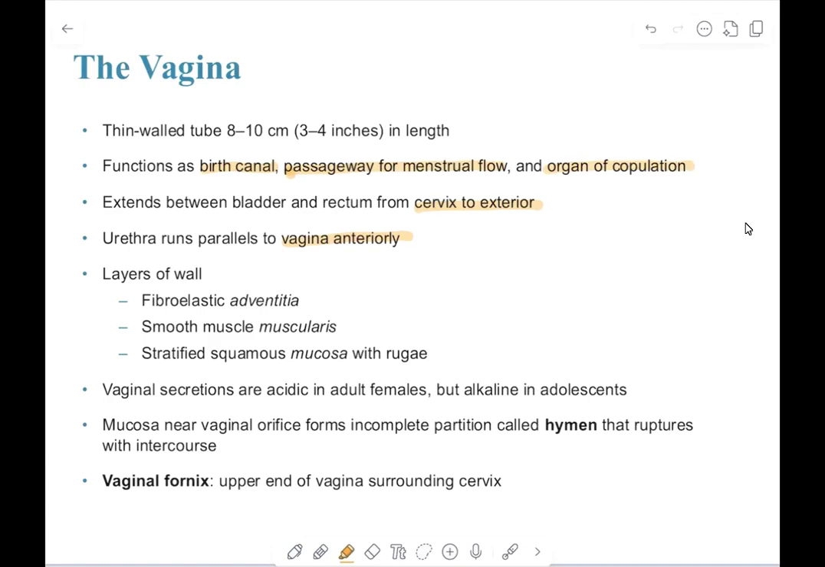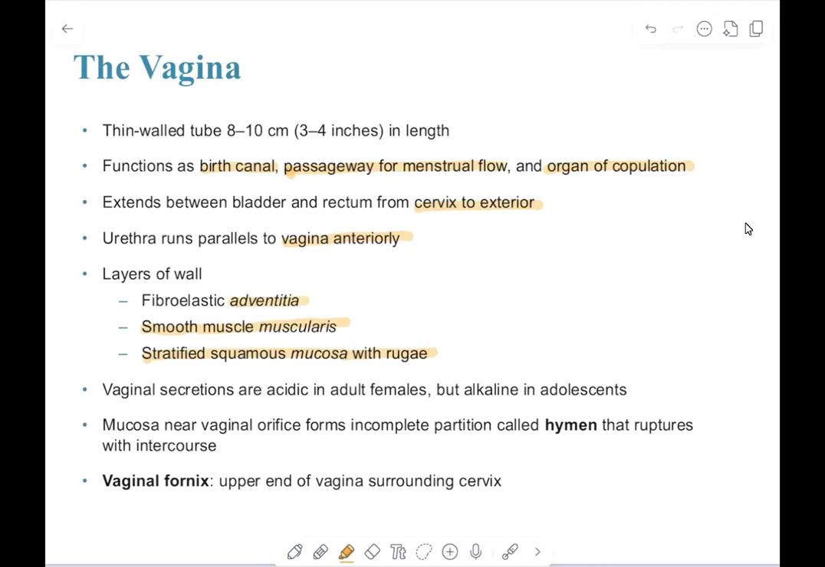The layers of the vaginal wall are the inner lining, which would be the stratified squamous mucosa with rugae. And the reason it's this is when there's friction from intercourse, those stratified squamous cells are going to be destroyed. So the deeper layers can replace those layers that were destroyed. The middle layer is the smooth muscle muscularis. And then the third layer is the adventitia.